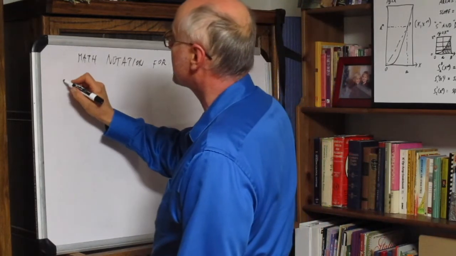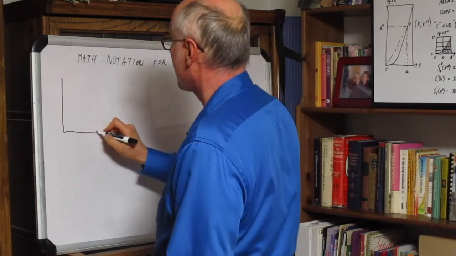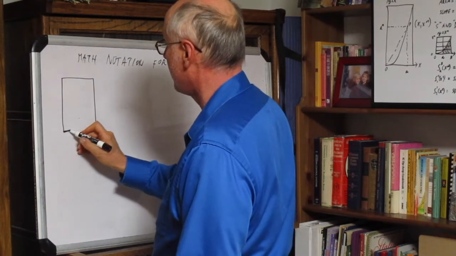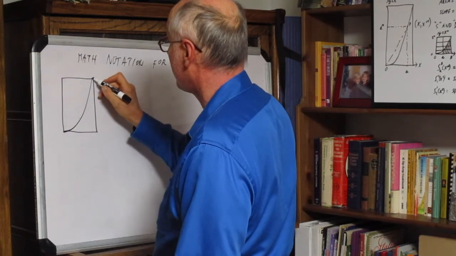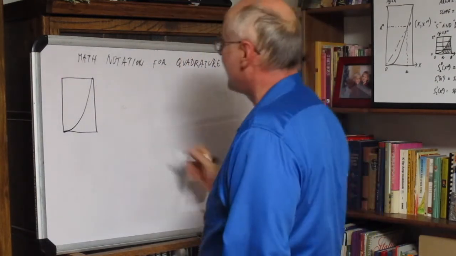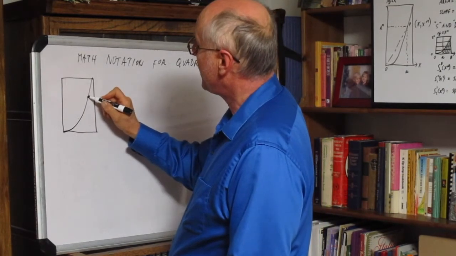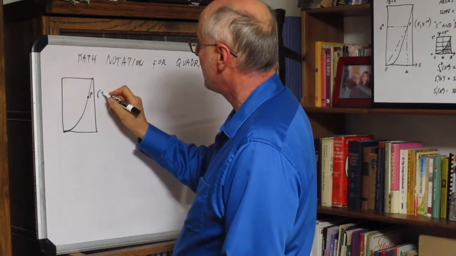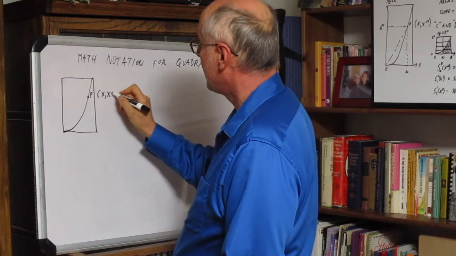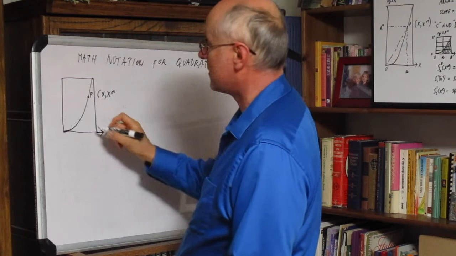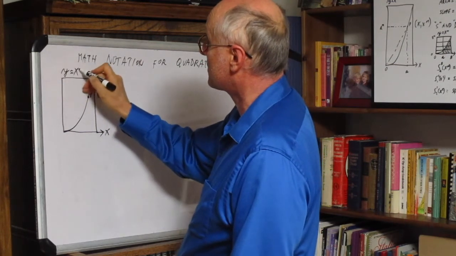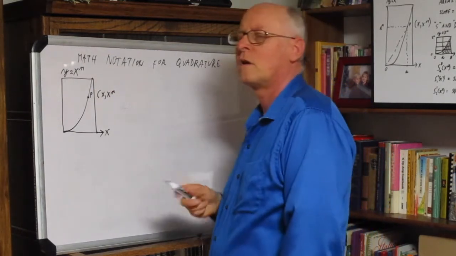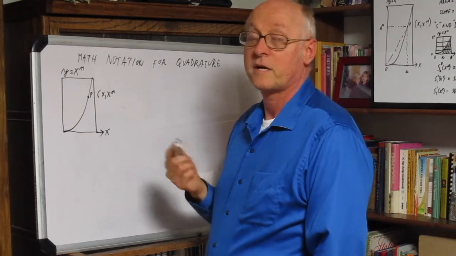Now let's draw our basic box, and inside we're going to have some kind of a curve like this, and there's a point P which we can call x to the n. This is our x-axis, y equals x to the n. This is a family of special curves called ordinary curves: y equals x squared, x cubed, x to the fourth.